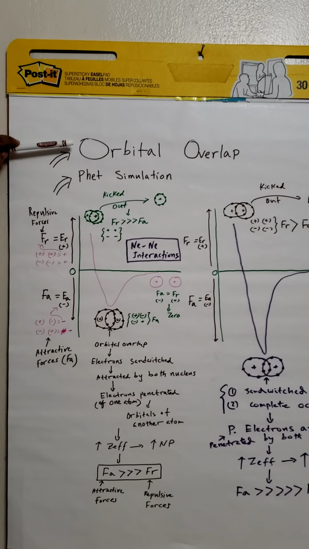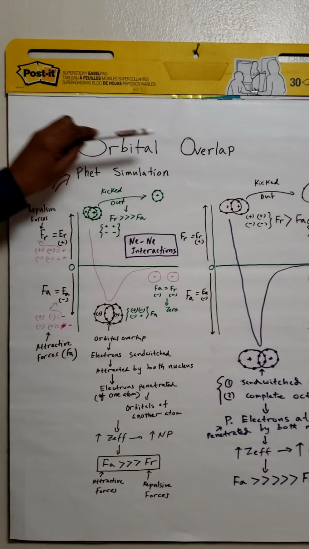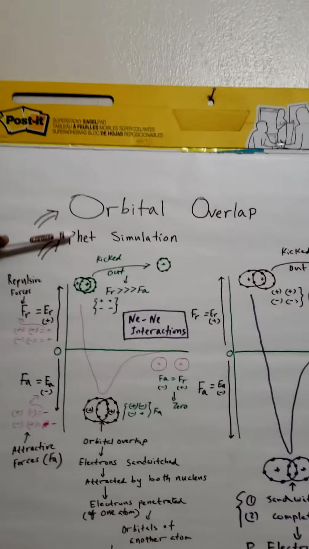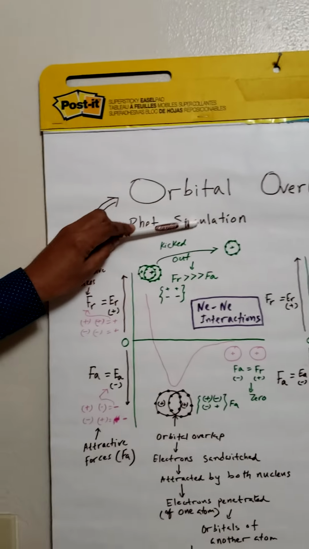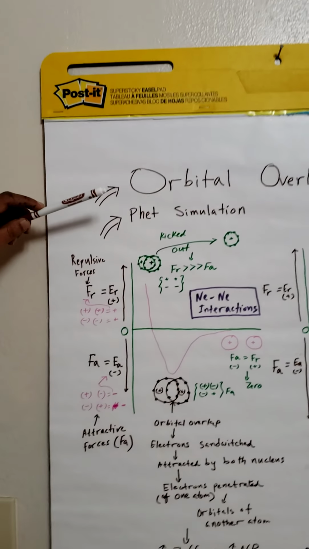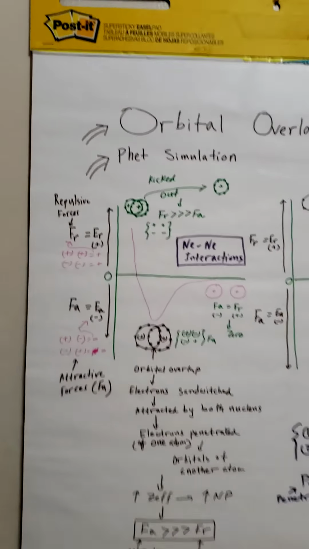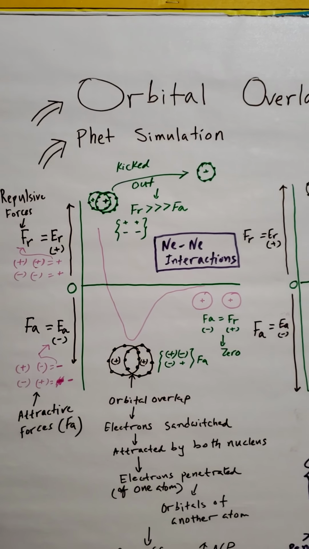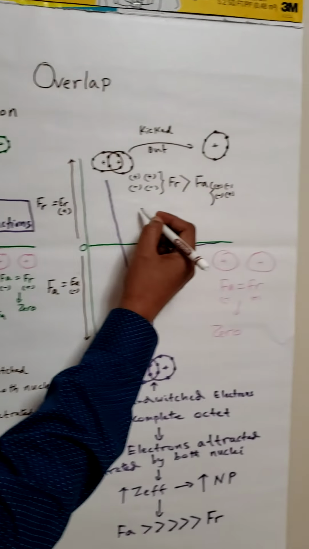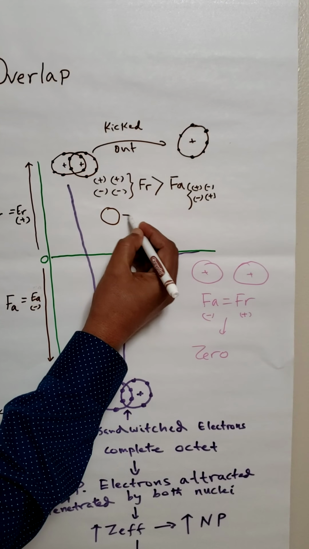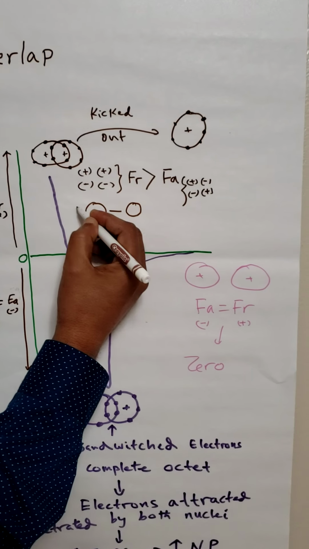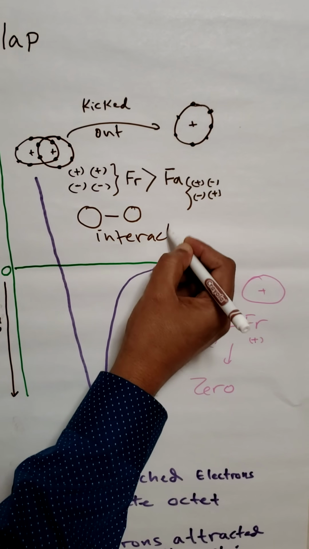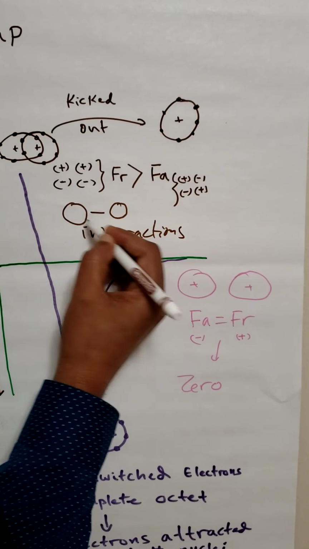Okay, guys, I'm going to explain orbital overlap. You have already done the phase simulation, right? So what we did here was the neon interaction studies, and also we did the oxygen interactions, right? This one is the oxygen interactions.